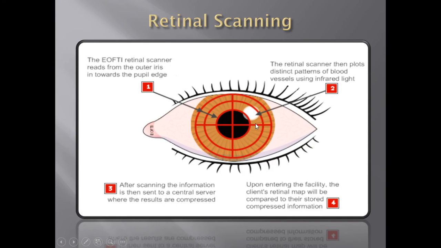This retinal scanner reads from the outer iris in towards the pupil edge, from outwards to inwards. The retinal scanner then plots a distinct pattern of blood vessels using infrared. After scanning, the information is sent to the central server where the results are compressed. Upon entering the facility, the client's retinal map will be compared to their stored compressed information. And this is unique.